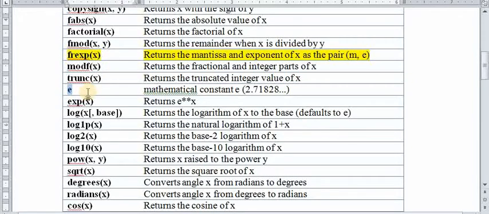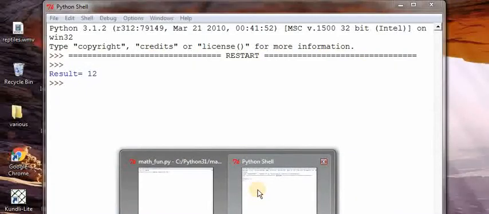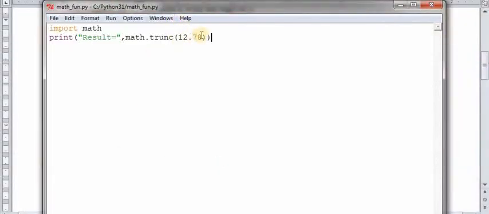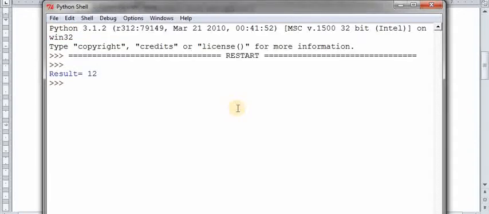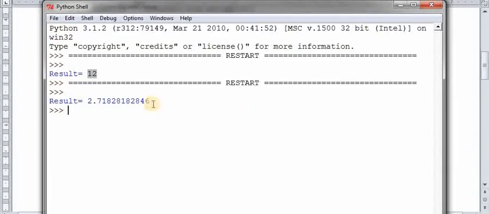Okay, so the next function is e. E means exponential. This is a mathematical constant. It is used to find out the exponential value. In 11th class you will learn in detail about it. Let's check it. What is the value of e? Write down simply math.e. Save it and run it. So this is the value of e. This is basically a constant value.